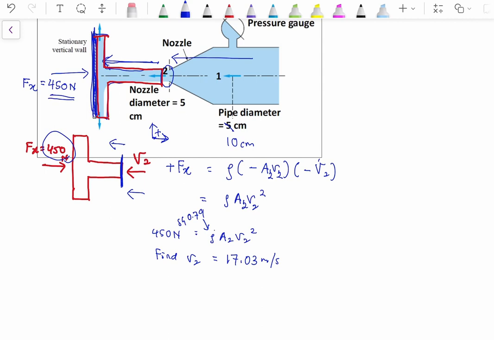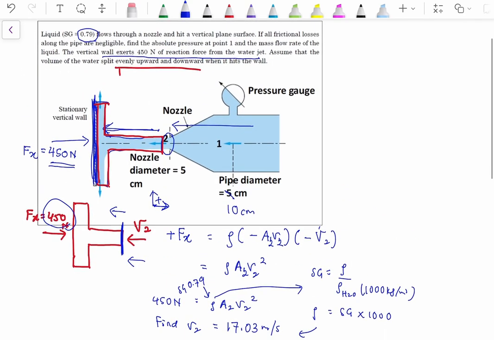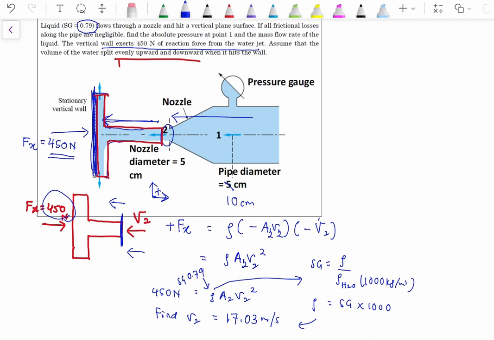How do we change the density in case you are not familiar with that? Sg is equal to density of your liquid over density of water, which is constant at 1000. So density of your liquid here is equal to Sg times 1000. Okay, that will give us our velocity to be 17.03 meter per second.